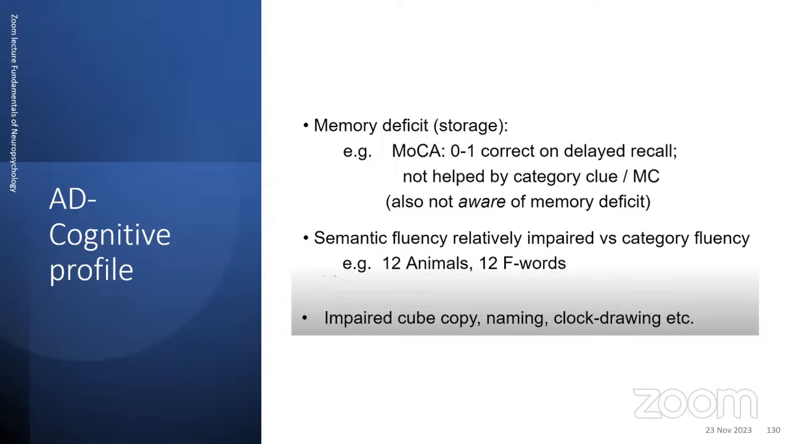Cognitive profile: memory deficit, storage deficit. On the MoCA, 0 to 1 correct on delayed recall. It is not helped by any category cue, and the patient is also not aware of any memory deficit. Semantic fluency is relatively impaired versus category fluency. Category fluency and semantic fluency, we have just discussed how to differentiate. 12 animals or 12 F words. Impaired cube copying, naming, and clock drawing.